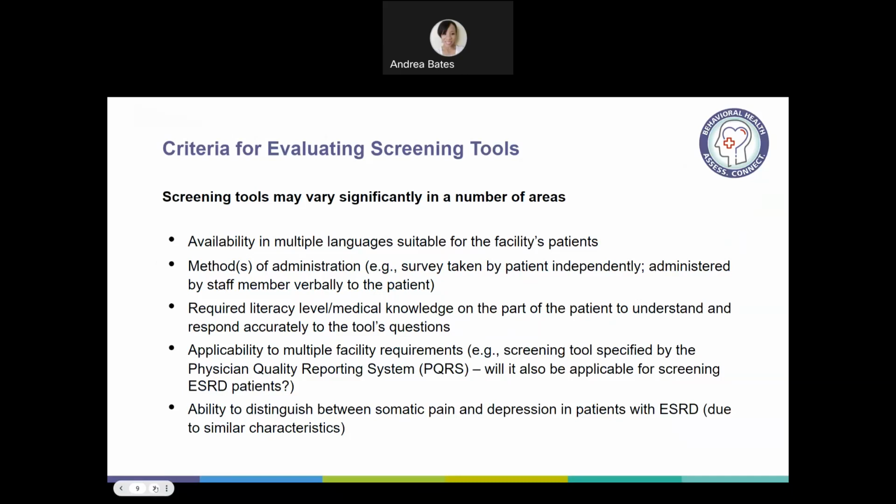And sometimes you can give it to the patient to complete at home. I've seen this happen if a patient is concerned about HIPAA and concerned about their personal business being talked about in the unit. And then the ability to distinguish between somatic pain and depression in patients with ESRD, since the characteristics are very similar.